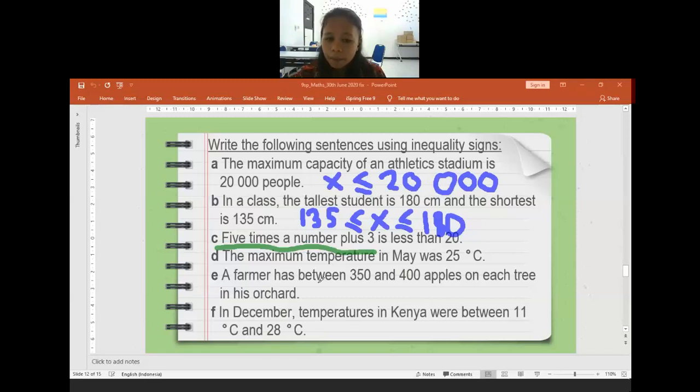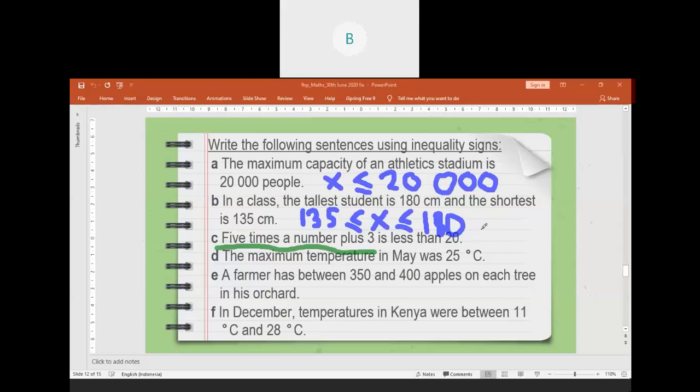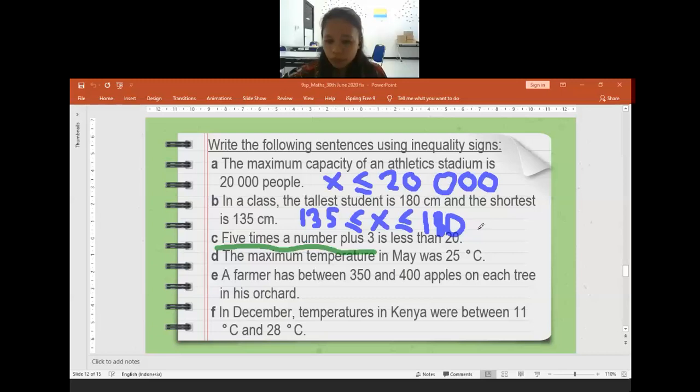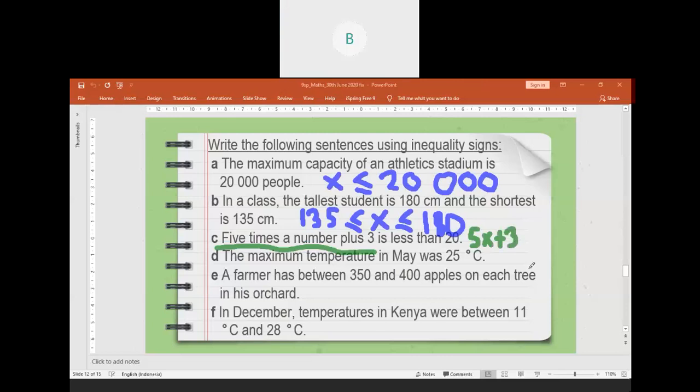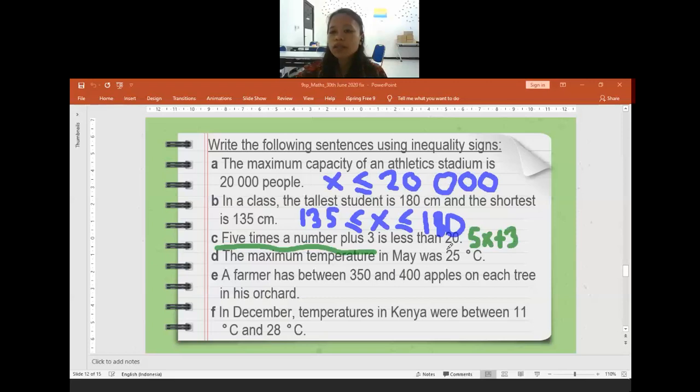Yes, Nicole? 5 times x plus 3. Okay, 5 times x, we can simplify it to become 5x. So just write it as 5x plus 3. Then it is less than 20. So what do I have to write? The less than, the greater than, less than or equal, or greater than or equal? Yeah, less than.